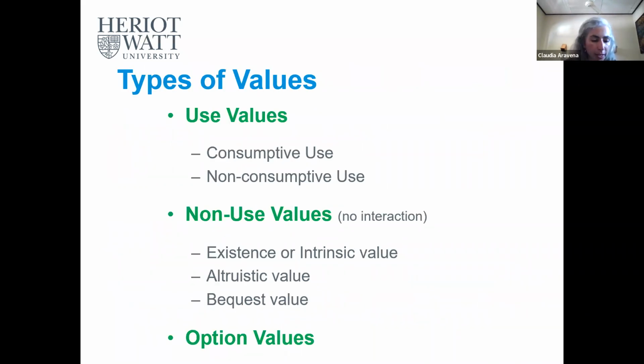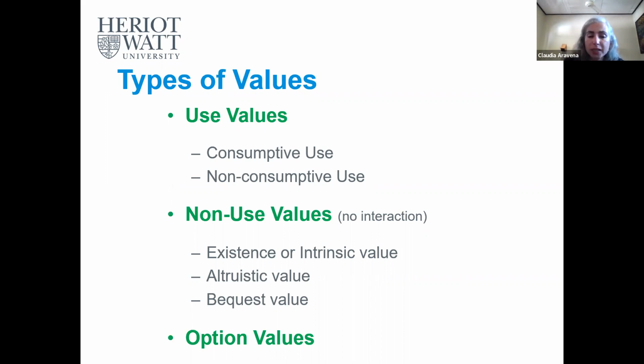Now, before we get into valuation techniques, let's have a clear knowledge about the types of values we have in goods and services. Let's start with the easiest one, which is use values. When we talk about use values, we talk about consumptive use and non-consumptive use. Consumptive use is the use of consuming a resource. For example, if you go to a park which has a lake and you swim and enjoy the lake, then you are using the resource as a consumptive value. Non-consumptive values are values like use for recreation, or other benefits that you get from using the good and service.